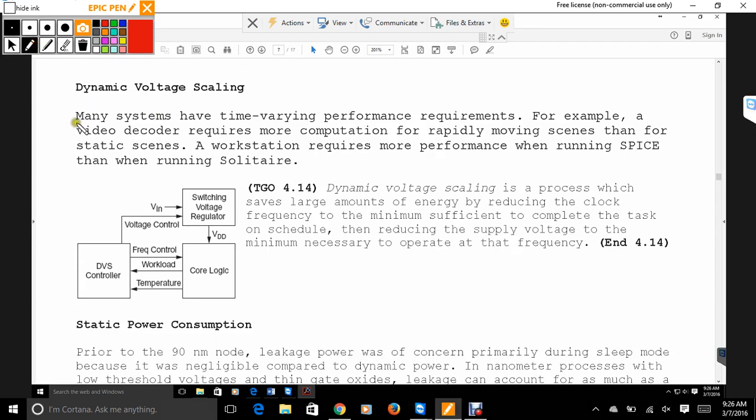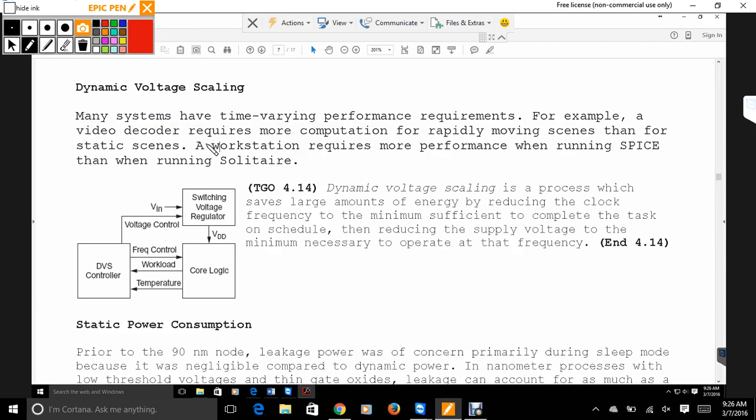So here's the challenge. Many systems have time-varying performance requirements. You guys are going to start going into SPICE coming up here after the break. A workstation requires more performance when running SPICE than when running Solitaire. The reason is SPICE is a simulation tool simulating a circuit, whereas Solitaire is just a basic graphical user interface with minimal memory requirements to run a card game, right? So we need to be able to tell the circuit when it requires more power and when it does not.